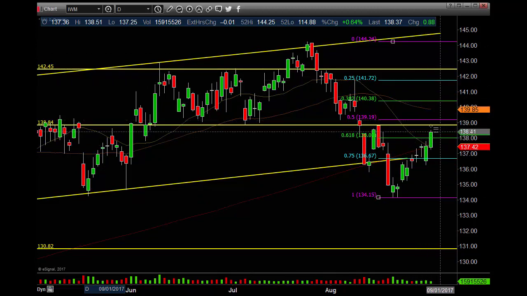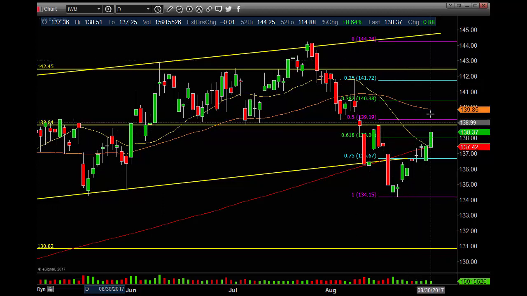618.750. You got the 50%. You got a couple gap fills. All right, guys. So we're going to see if this thing can continue higher. We are into the 382.